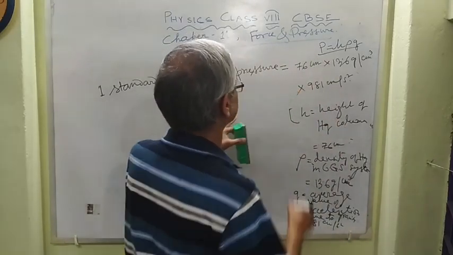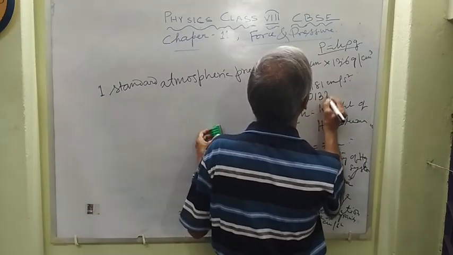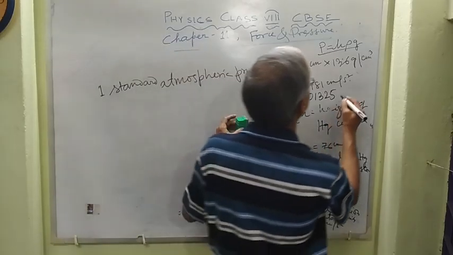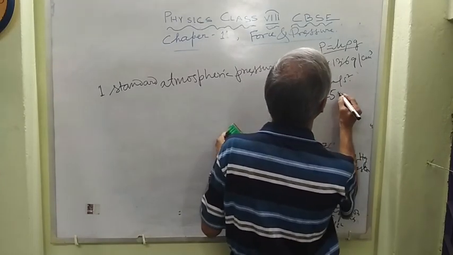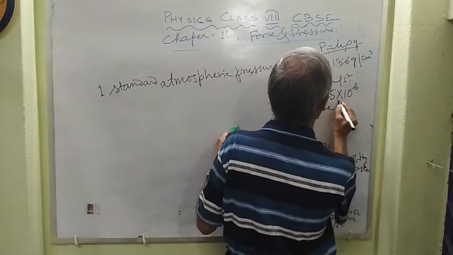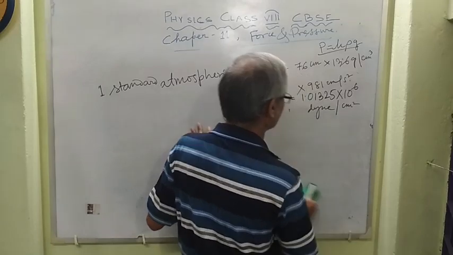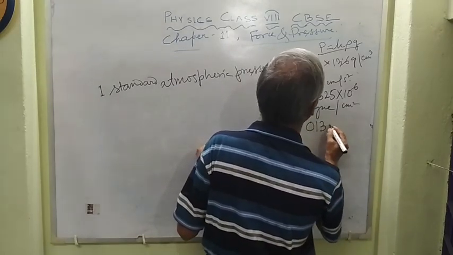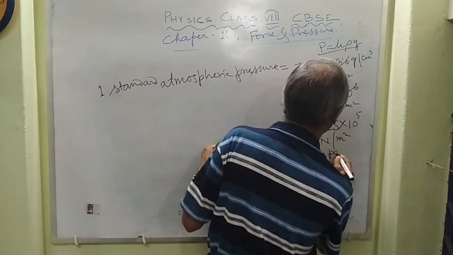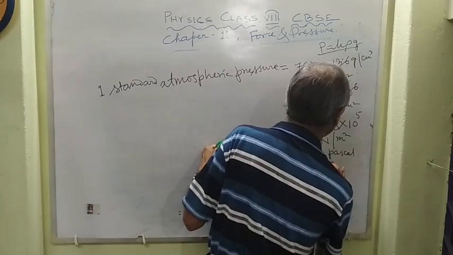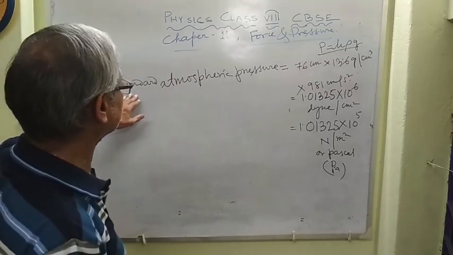These values are taken in this way, and we get the value of 1.01325 into 10 to the power 6 dyne per centimeter square. And if we convert this into SI system, then we have 1.01325 into 10 to the power 5 Newton per meter square or Pascal, Pa, right? This is the standard atmospheric pressure.